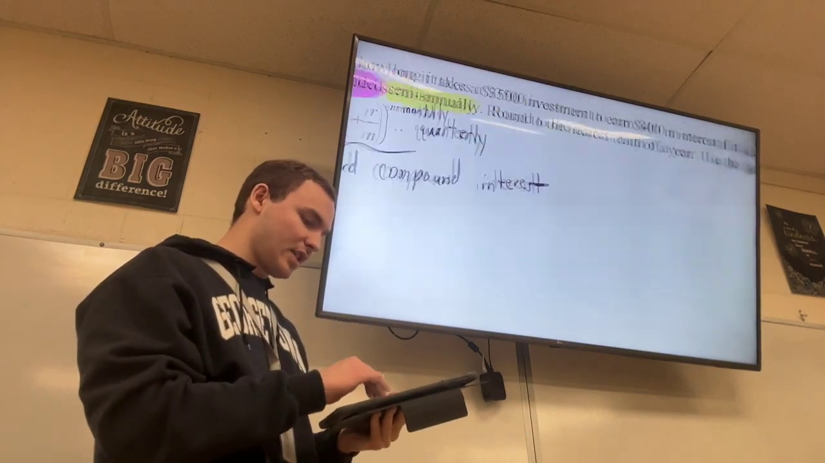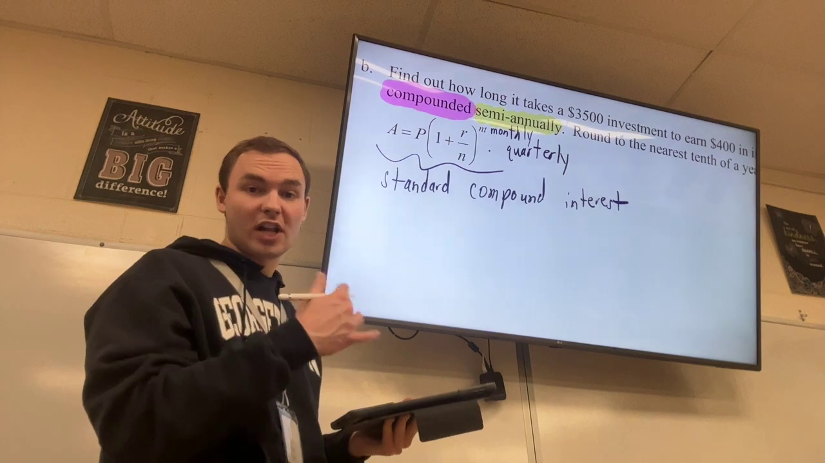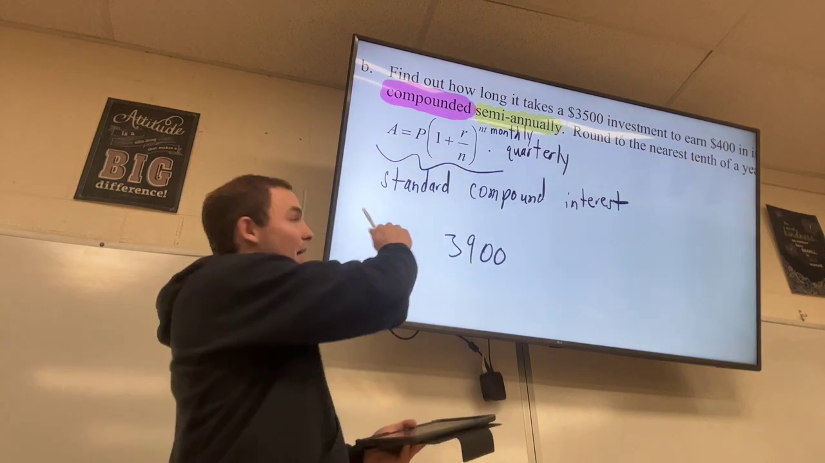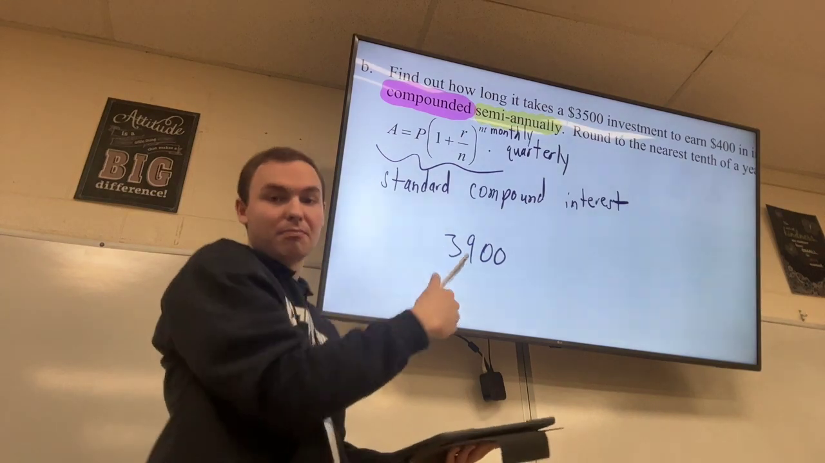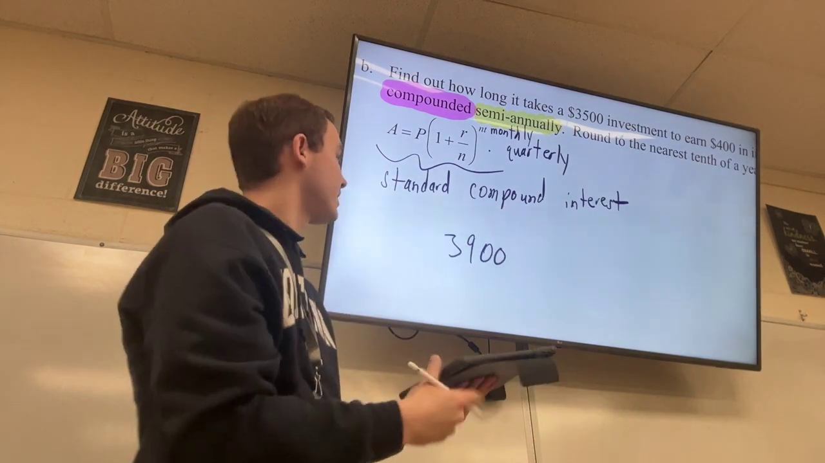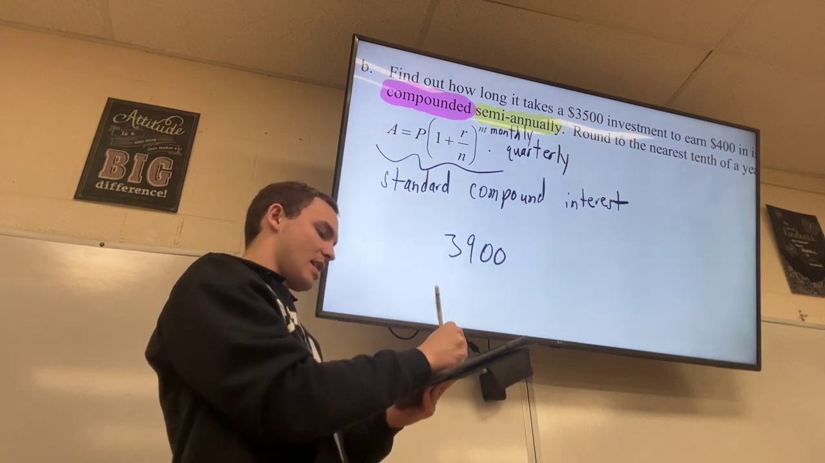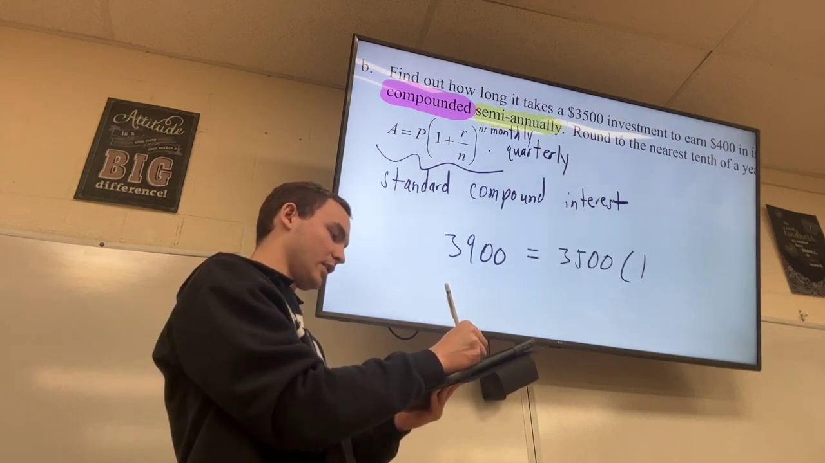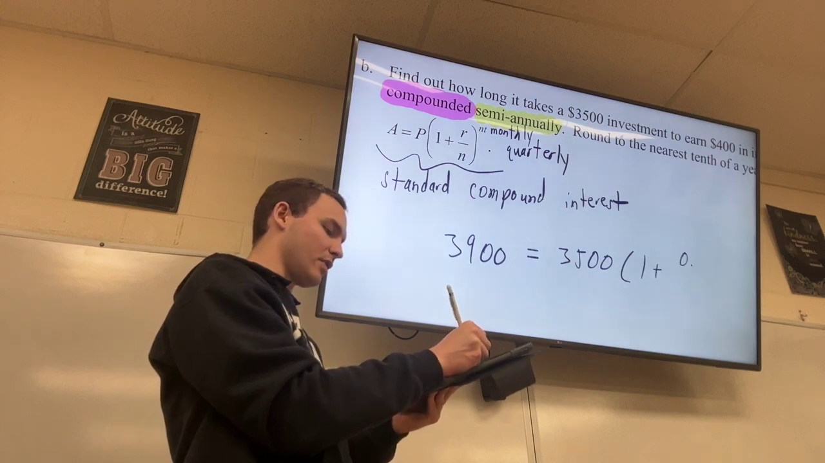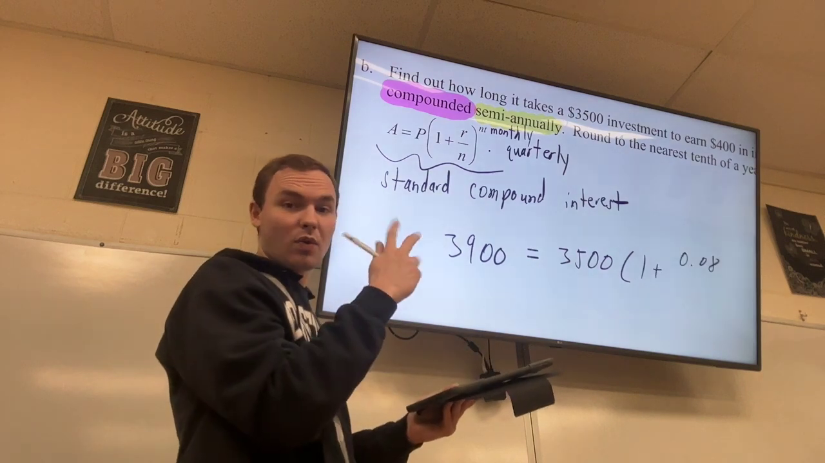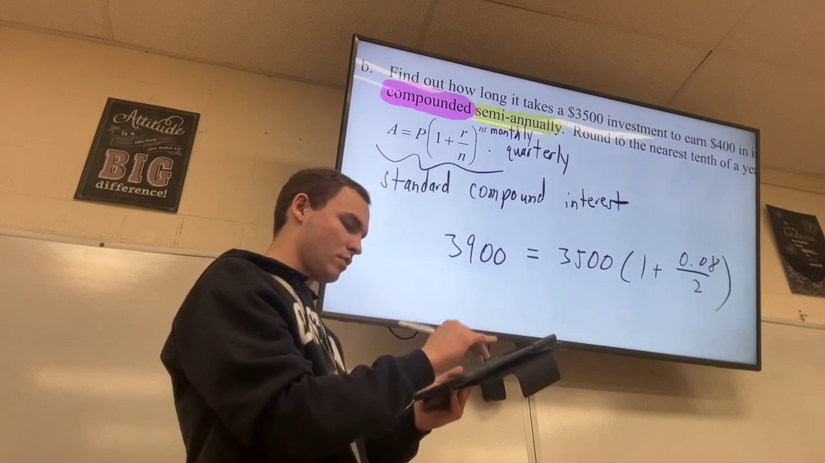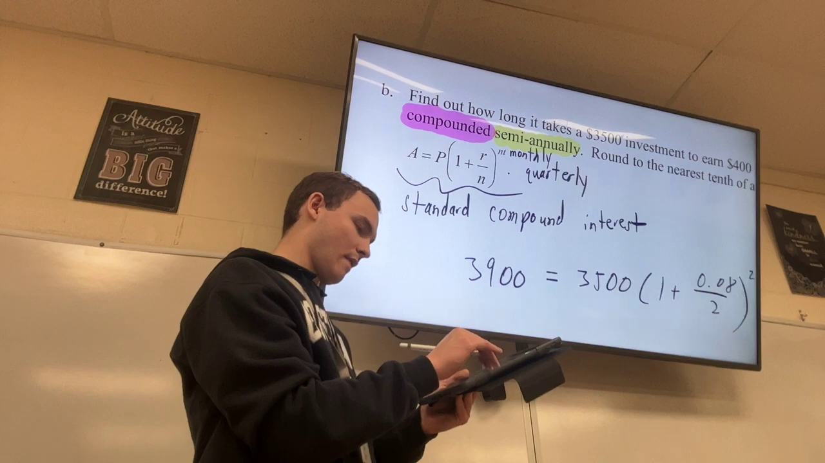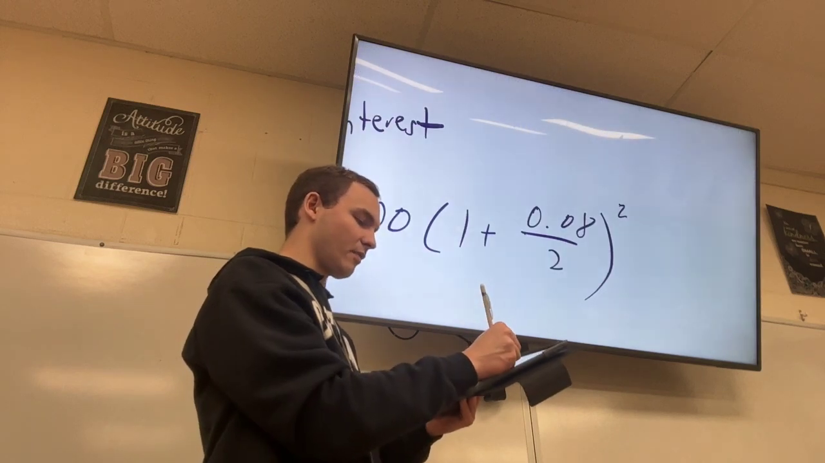So I'd plug in, if I'm earning $400 in interest, I initially invested $3,500. My final account balance is going to be $3,500 plus $400 in interest, which is $3,900. And that's going to equal $3,500, my initial investment, times 1 plus r. What's r? 0.08. Semi-annually means twice a year, so my n is going to be 2, to the 2 times how many years? We're solving for t. This is a good review.